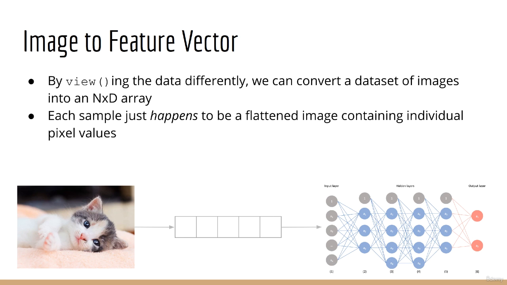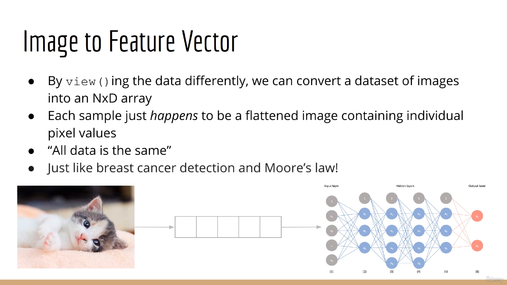And so here, we encounter again this idea that all data is the same. We saw previously how we can represent all sorts of different tabular data as an n by d array, from breast cancer detection to Moore's law and so on. Now we can represent images in this format as well. So it is a truly powerful concept.